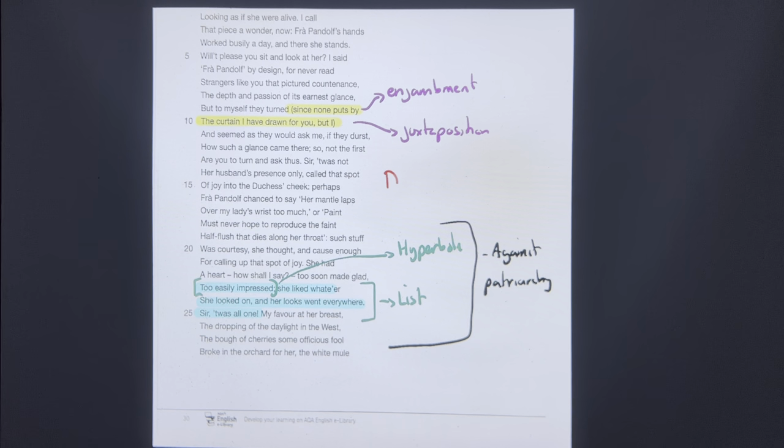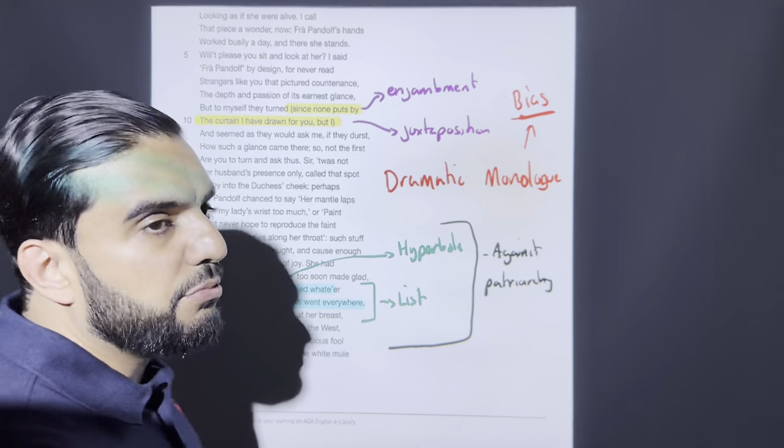What is the form of this poem? This poem, guys, is a dramatic monologue. And what is a dramatic monologue, guys? It is a first-person poem, and in this case, it is a very biased poem. Why is it a biased poem? Because we only hear from the Duke's point of view. We don't hear from her point of view.